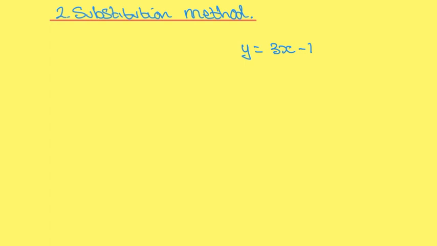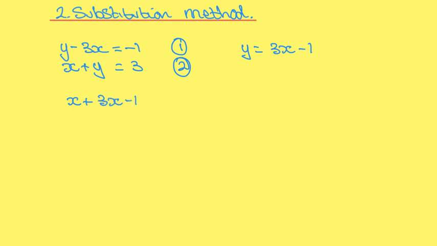So now I have y in terms of x. So now, using equation 2, I'm going to substitute for y. So I start with x plus, now substitute for y, 3x minus 1 equals 3. Collect your like terms, so you get 4x minus 1 equals 3. So you get 4x equals 4. So x equals 1. Now I have a value for x. I can use that value in one of my equations to find the value of y.